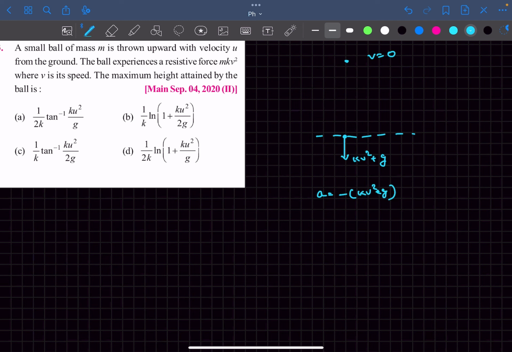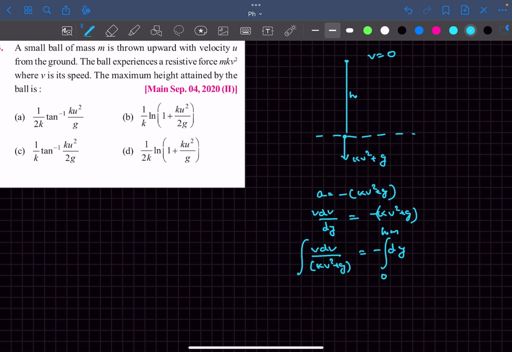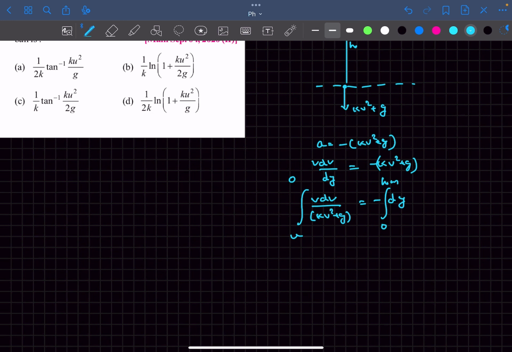Now, as we need the maximum height, let's express acceleration as v dv upon dy. So now separating the variables. Okay, so now all I have to do is integrate from 0 to h max and the velocity from u to 0. So now how do we integrate this?